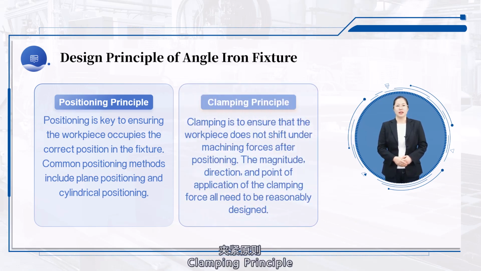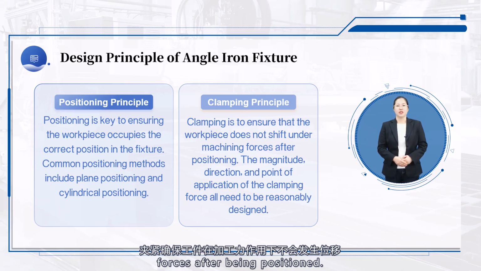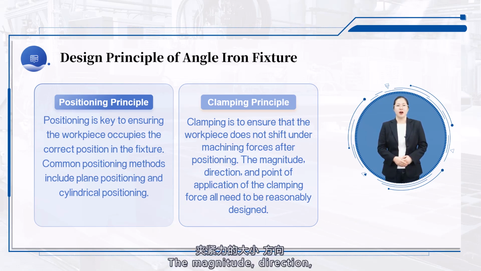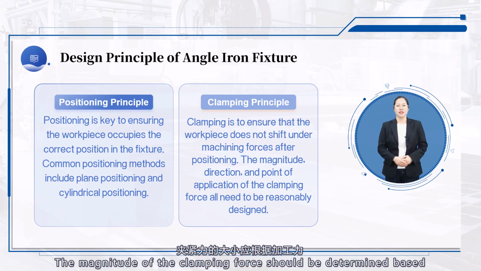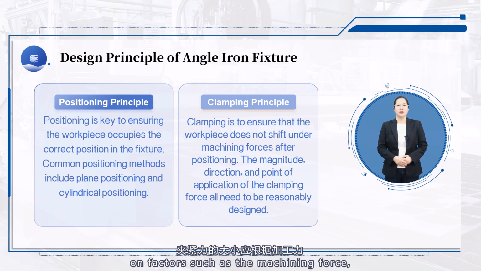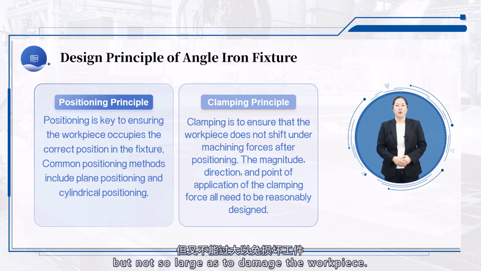Clamping principle. Clamping ensures that the workpiece does not shift under machining forces after being positioned. The magnitude, direction, and point of application of the clamping force need to be designed rationally. The magnitude of the clamping force should be determined based on factors such as the machining force, material, and the shape of the workpiece. Generally, the clamping force should be large enough to prevent the workpiece from moving, but not so large as to damage the workpiece.